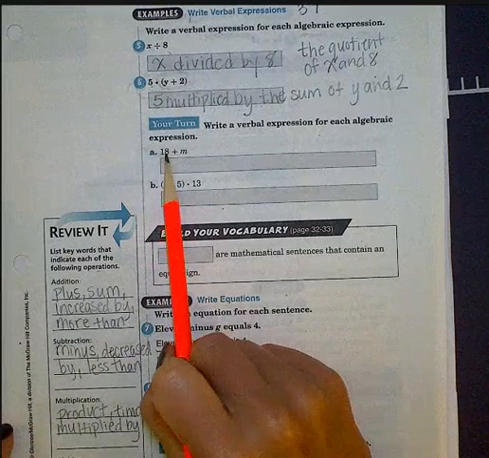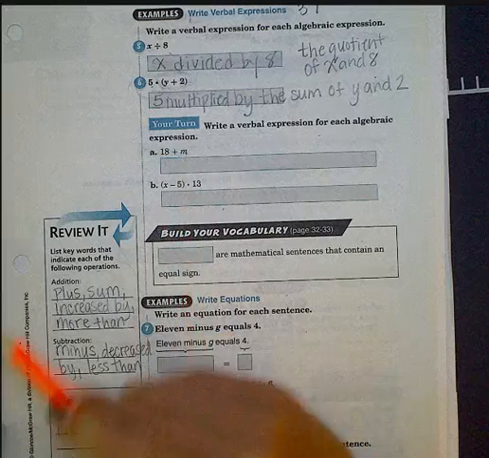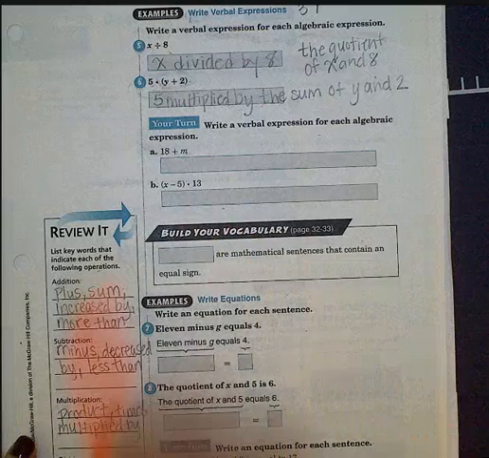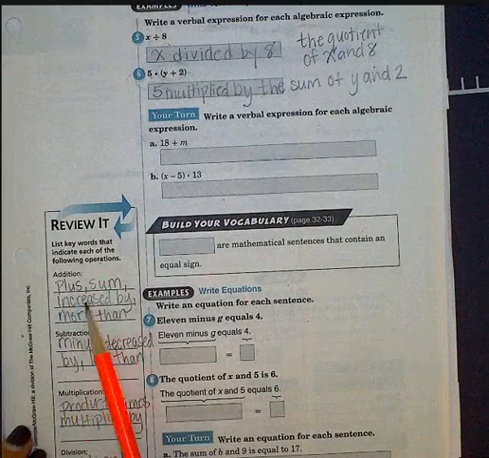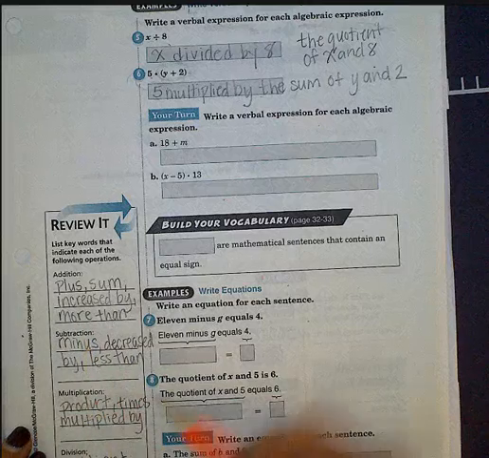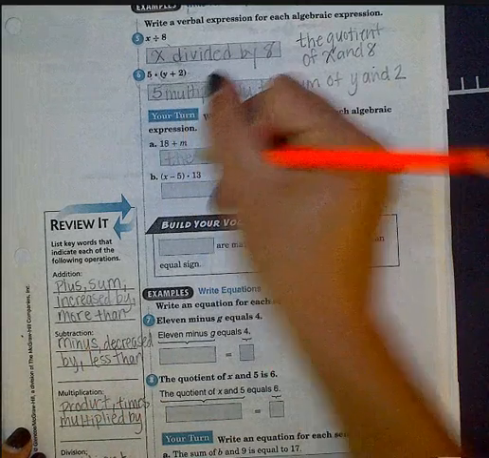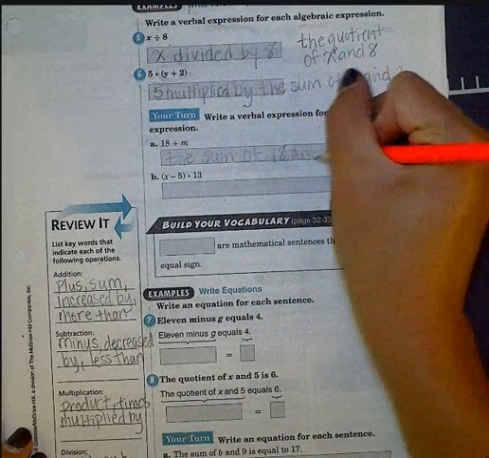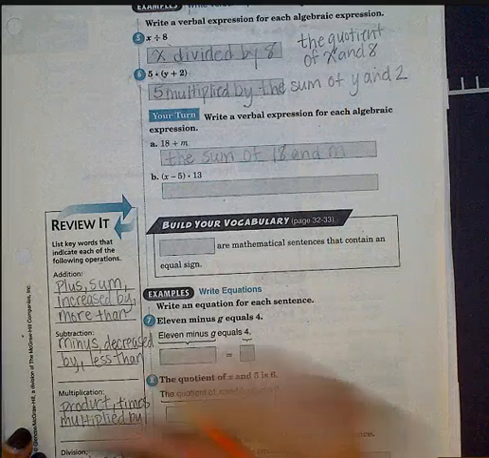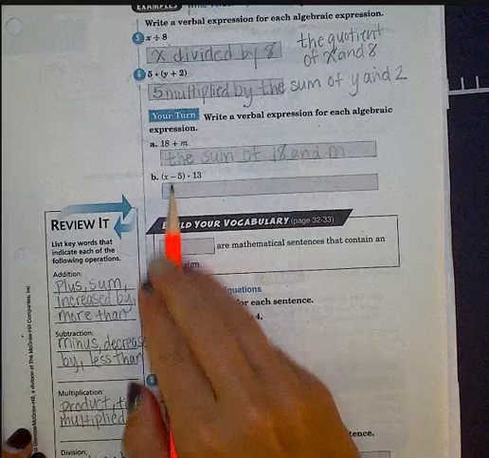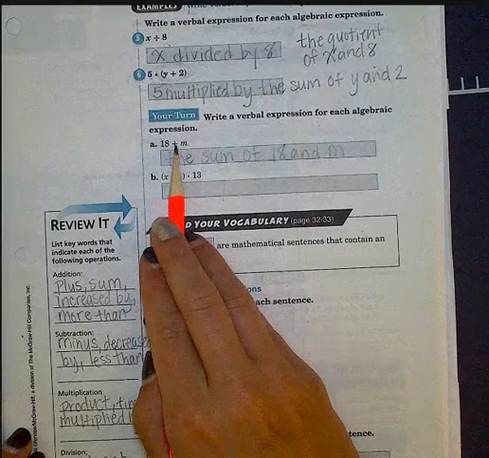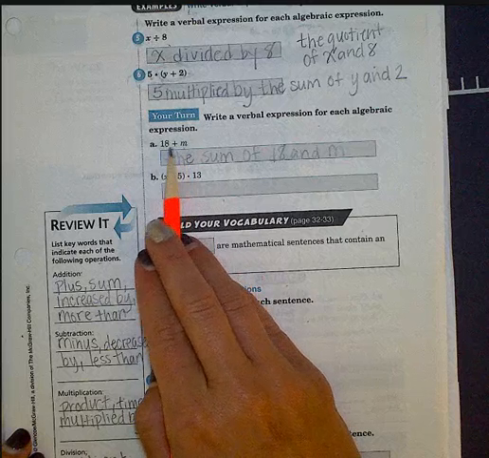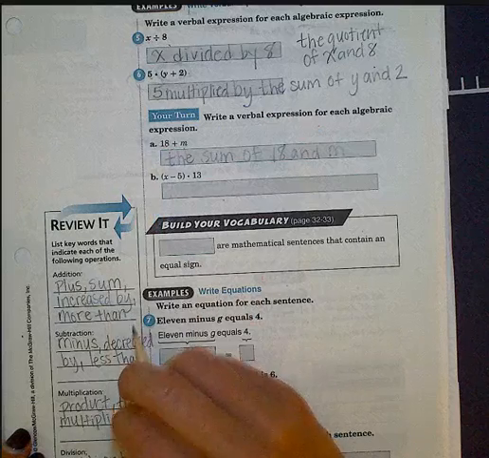So we have 18 plus m. Now we could just write 18 plus m and be done with it. So let's get a little bit more creative. We have our whole list over here. We have plus, sum, increase by, more than. We can say, let's write the sum of 18 and m. Now down here, we could have also written 18 increased by m, or m more than 18. Anything like that is also valid.